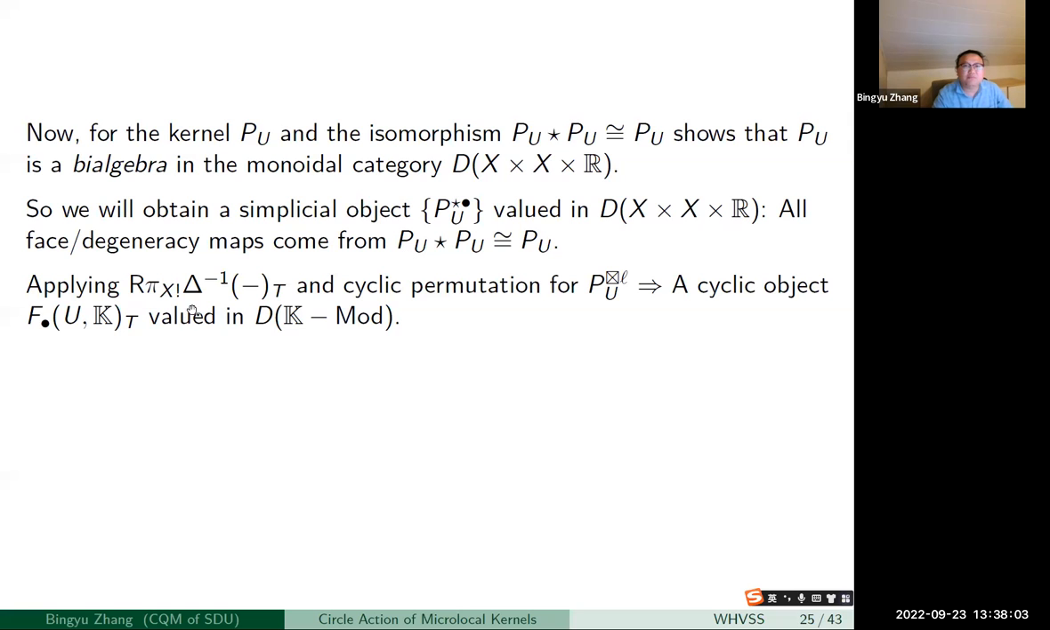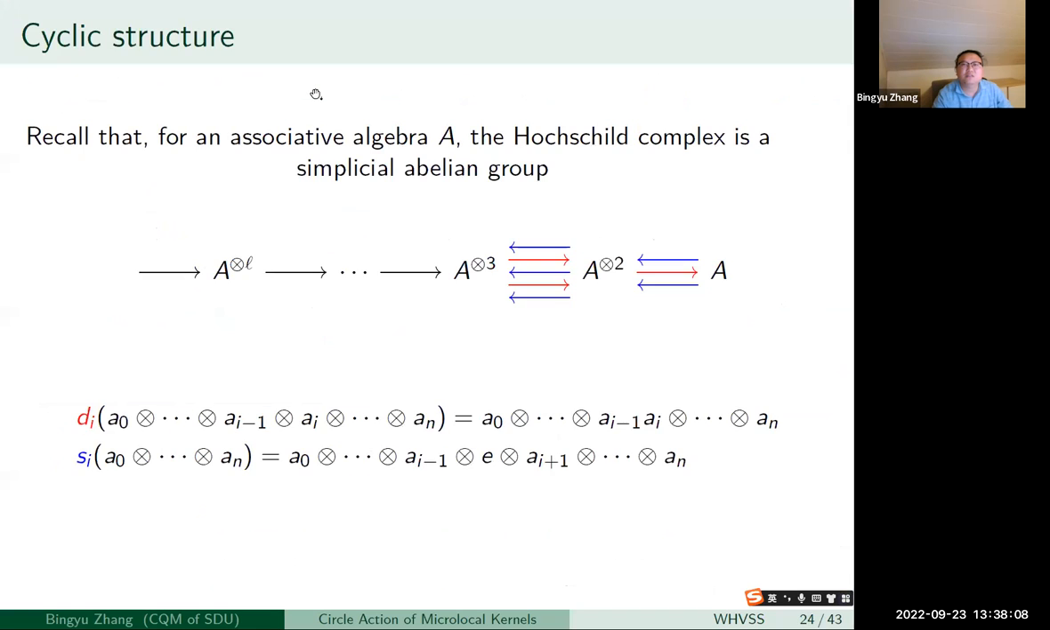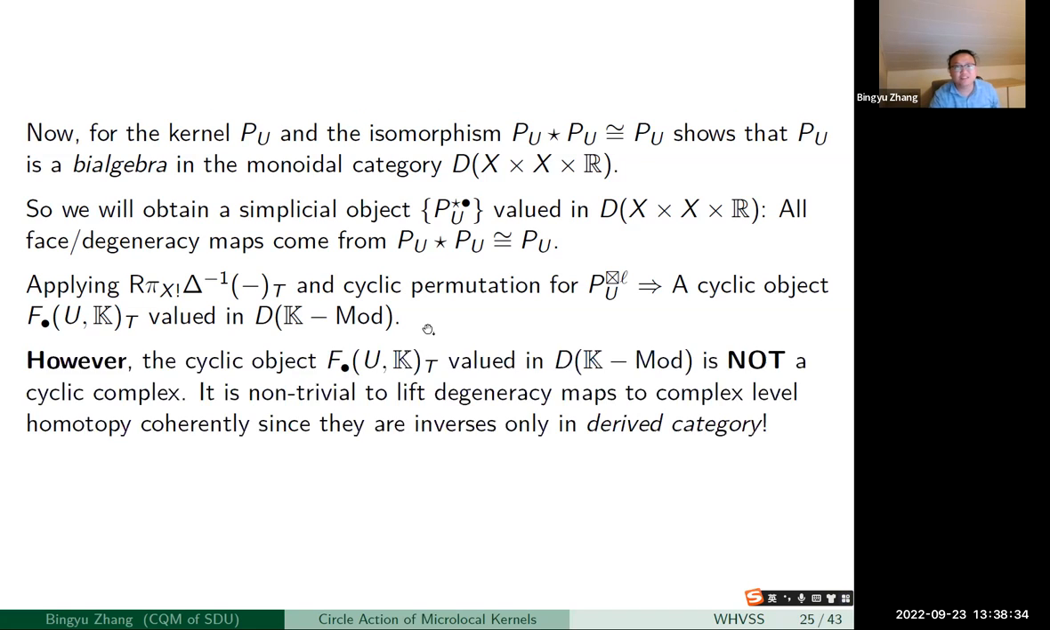And then, as in the previous slide, using this recipe, we apply this functor first, and then we can take into account the cyclic permutation of the external tensor product, where we get a cyclic object in the Dirac category of vector spaces or K-modules. Okay, now so far it seems that the story is perfect, but the problem is that what we got is actually a cyclic object valued in the Dirac category, and it is not a cyclic complex.